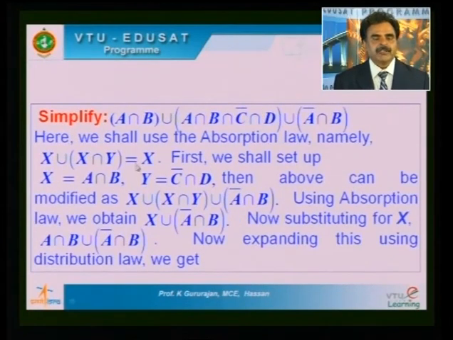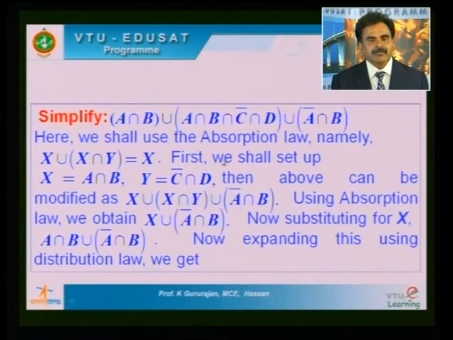So, another problem on simplification by using the laws of set theory. This is a problem that I considered: A intersection B union A intersection B intersection C complement intersection D, then union A complement intersection B. I want to simplify this expression by using the laws. Because A intersection B is present here and also here, just to simplify things, I set X equal to A intersection B and Y as C complement intersection D.